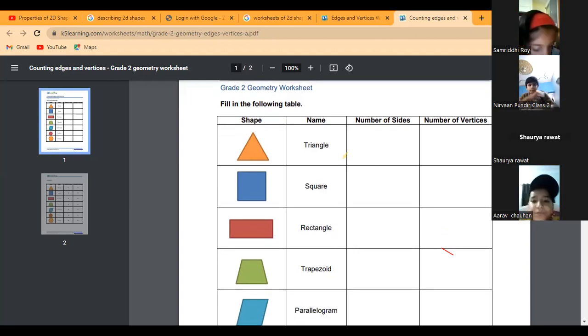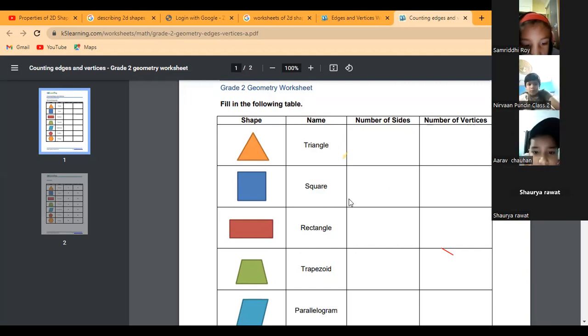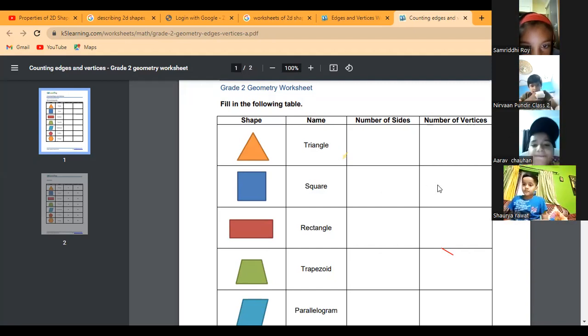Okay, so first of all, Nirvan will tell me. Nirvan, how many sides are there in a triangle? Ma'am, 3. Yes, and how many vertices? Ma'am, 3. Very good. Now it's the turn of Samriddhi. How many sides in a square? Ma'am, 4. How many vertices? 4. Very good. Now it's the turn of Arav. How many sides in a rectangle? Ma'am, 4. And number of vertices? A rectangle has 4 sides and 4 corners.